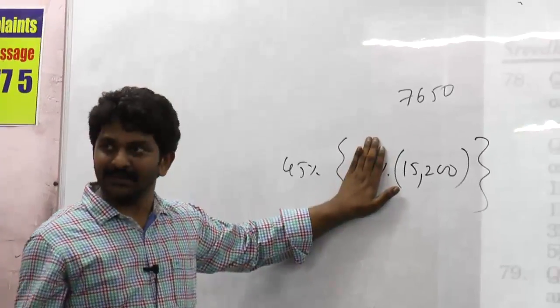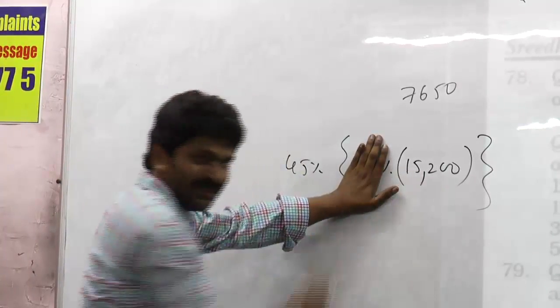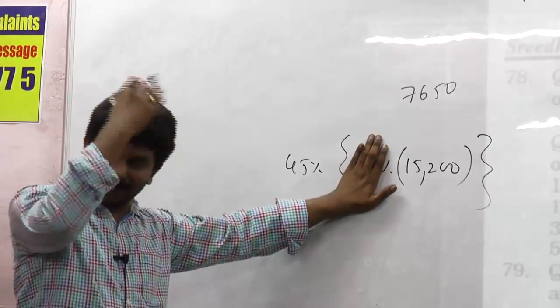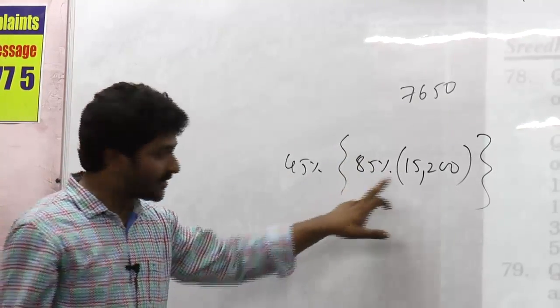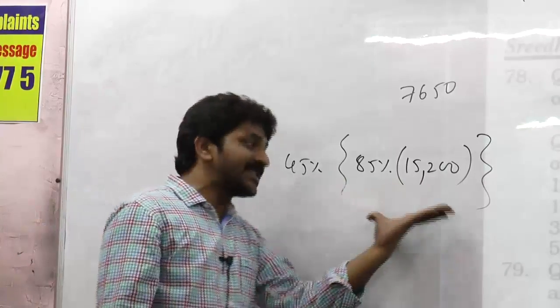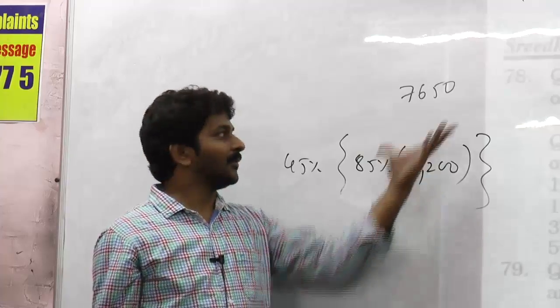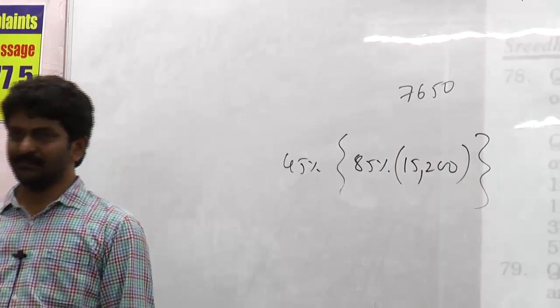Will be less than that. Half of this number itself is 7,600. 50% is 7,600. 45% will be definitely less than that. Here also we need to calculate first 85%. So the number itself will be definitely less than or near about 14,000. Quantity 1 is more than quantity 2. You need not calculate it. Just observe the number.